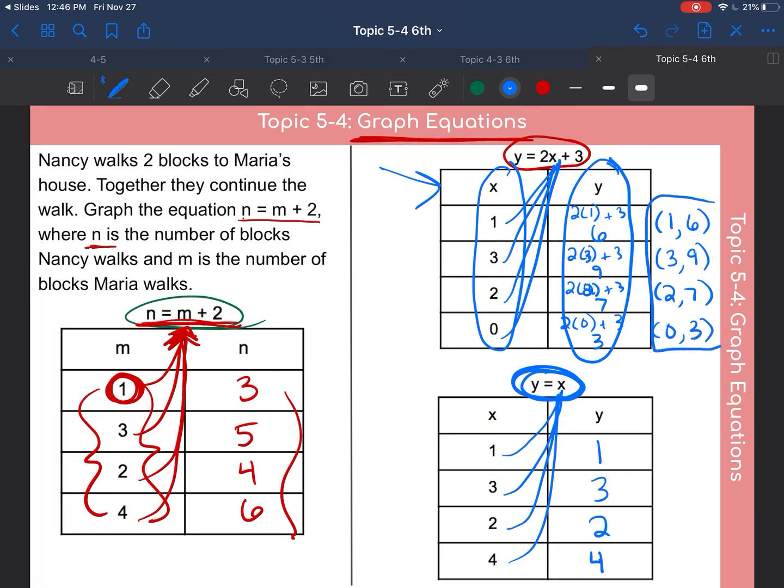So we just got 4 ordered pairs from this table. And the same thing with these ones. We can do 1, 1. 3, 3, 2, 2, 4, 4.